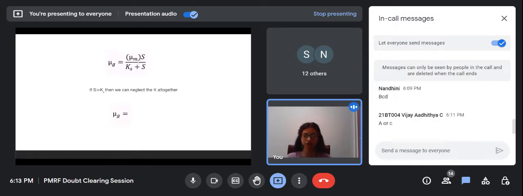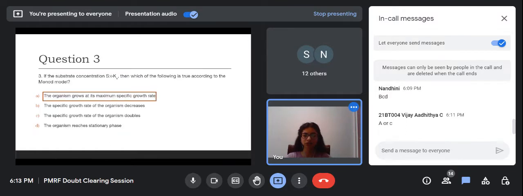So what we get is mu m into S divided by S, because we've neglected the Ks, right? We won't take it because now it doesn't matter. Like Sir said, S is maybe 1000 and Ks is maybe 1. So there's not a lot of difference between 1000 and 1001 in this case. And because you have S in both the numerator and the denominator, they both get cancelled. So what you get is mu g is equal to mu m. So the correct answer would be just A.